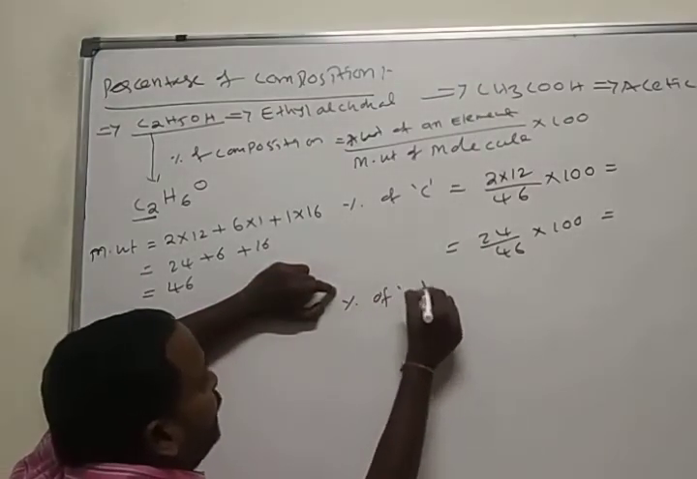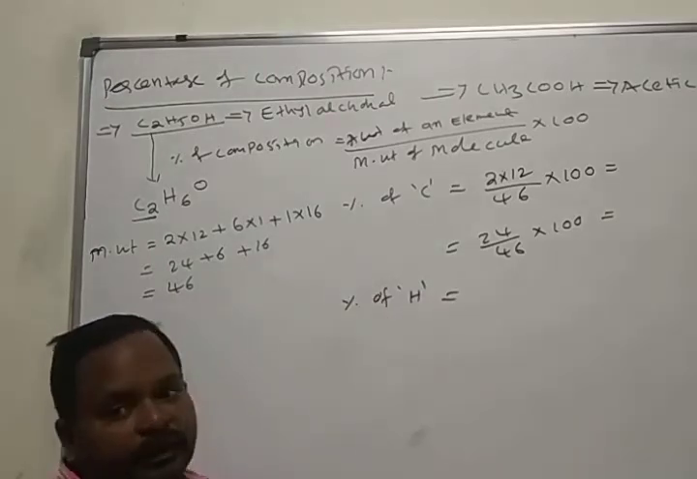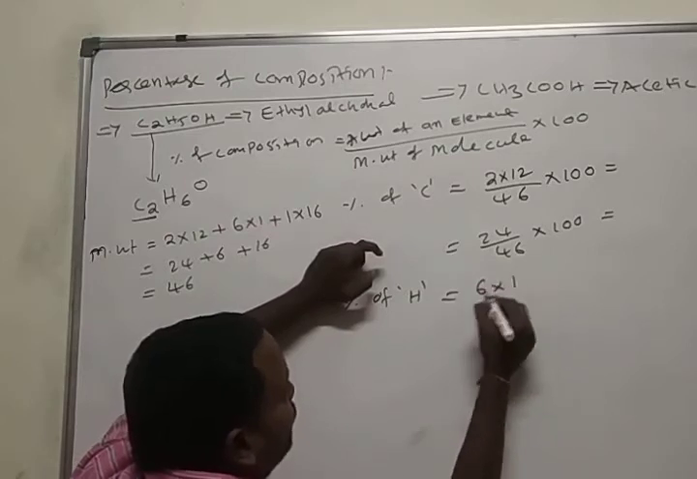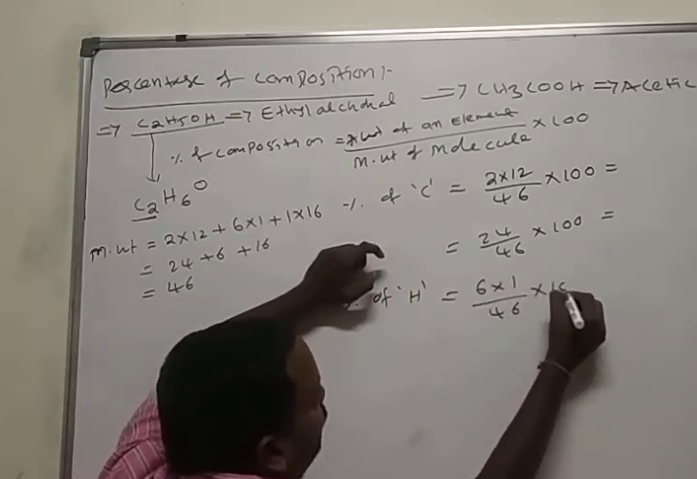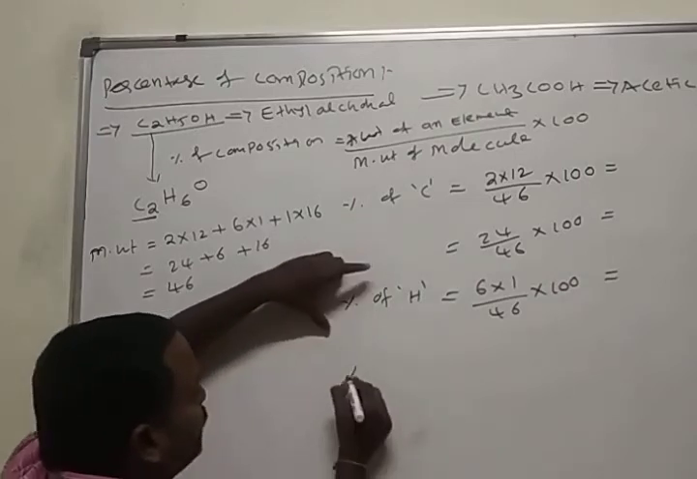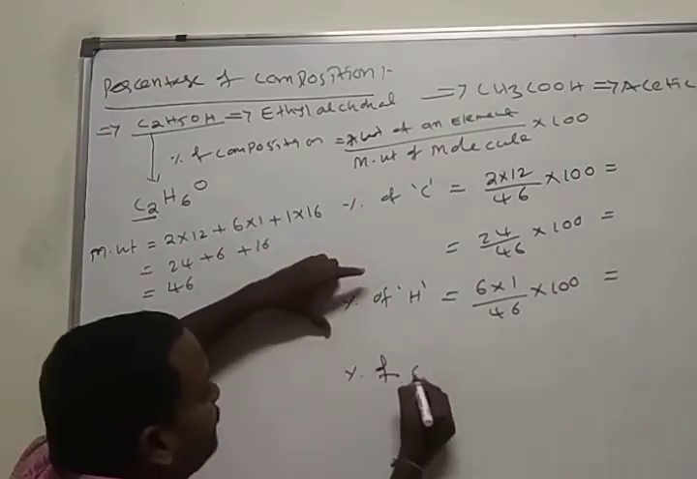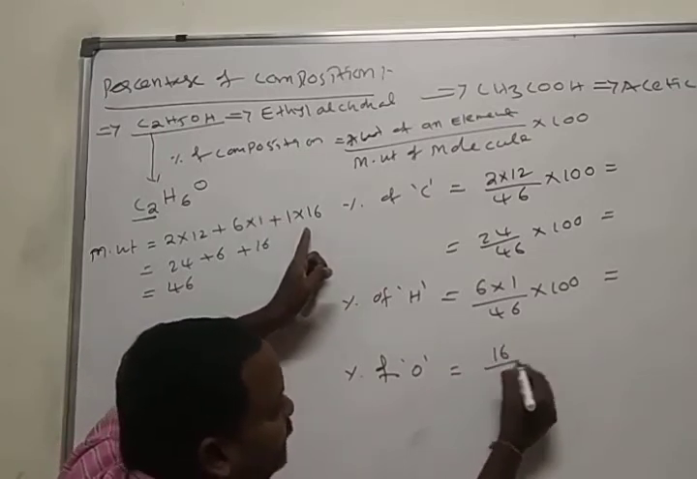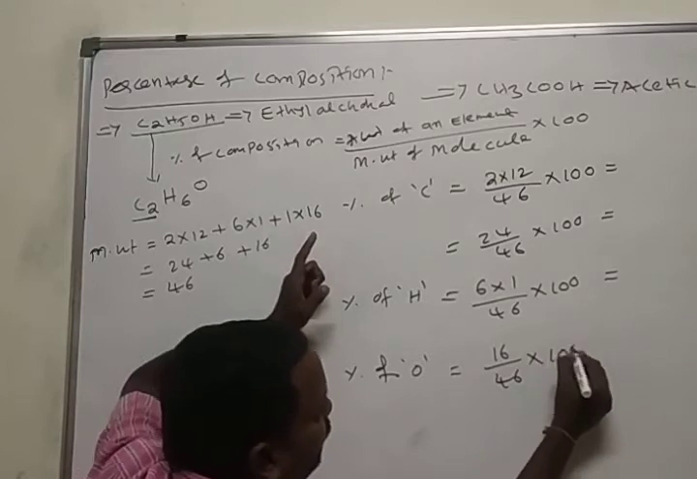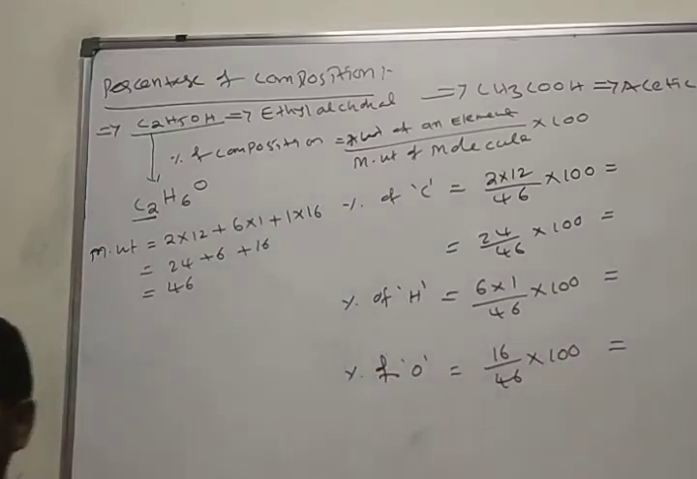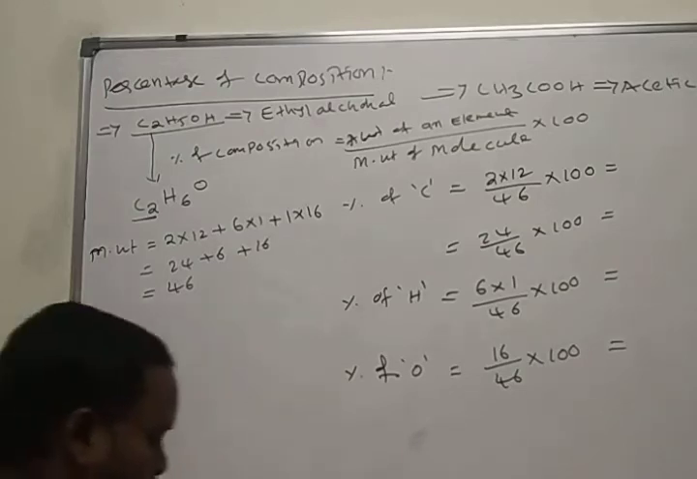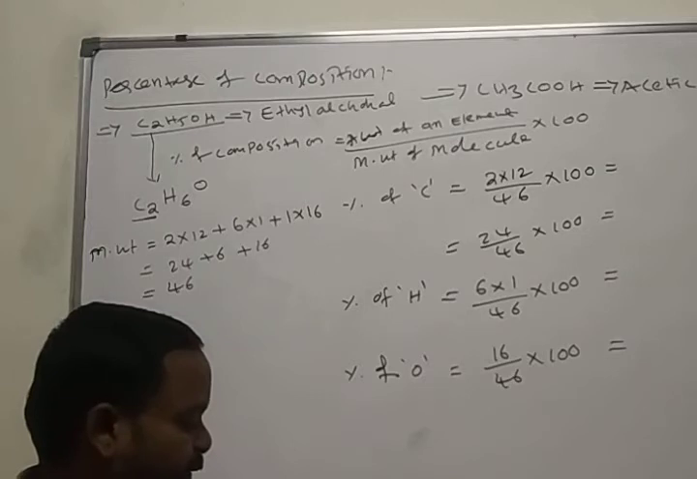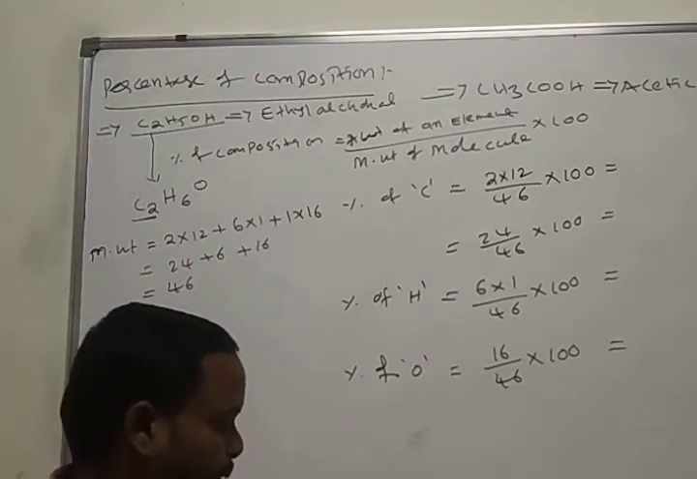Percentage of hydrogen here. How many hydrogens are there? 6 hydrogens. 6 into 1 by 46 into 100. Next, percentage of oxygen. How many oxygens are there? Only 1, so write 16 by 46 into 100. Here you will see 24 by 46 into 100.